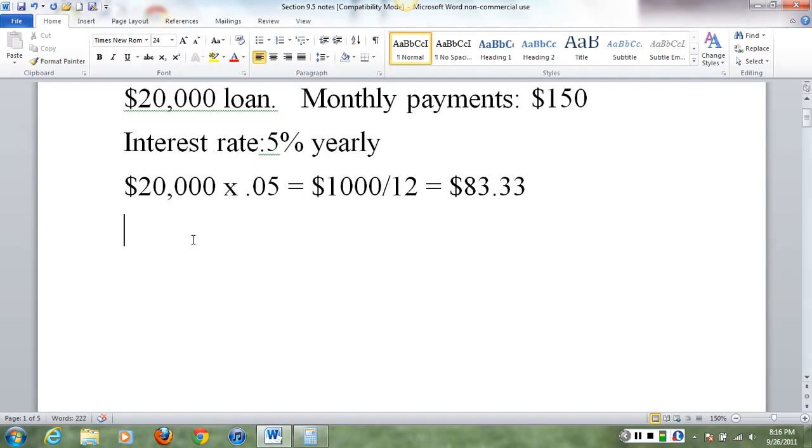If I start out with $20,000, the first monthly payment is $150. And in fact, let me label these.